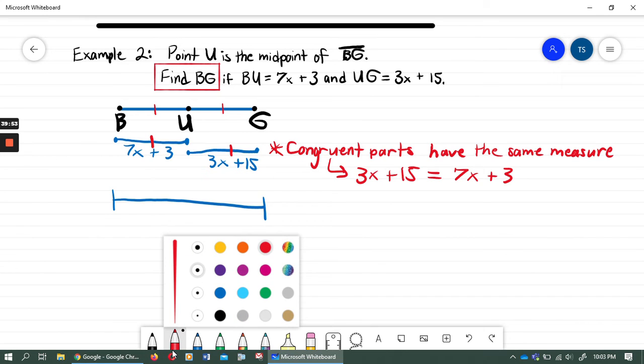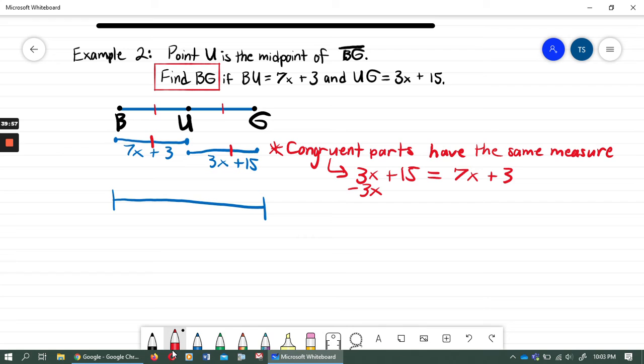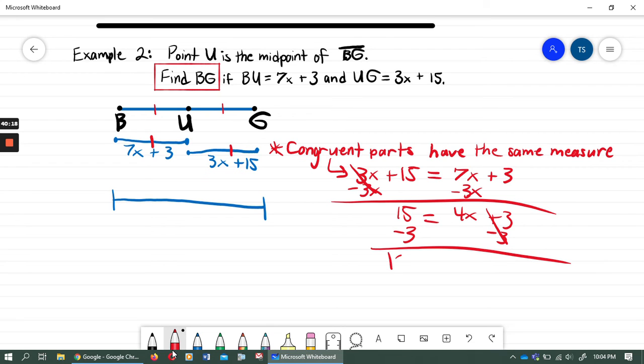Let's put all our variables together on one side of the equation. Let's subtract 3x on both sides. That cancels out there, and that leaves us with 15 on the left side and 4x plus 3. Awesome. Let's get all our constant terms on the same side of the equation. Let's subtract 3 on both sides. That cancels, and that leaves us with 12 equals 4x.